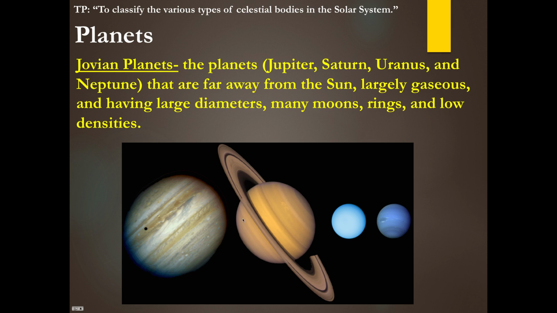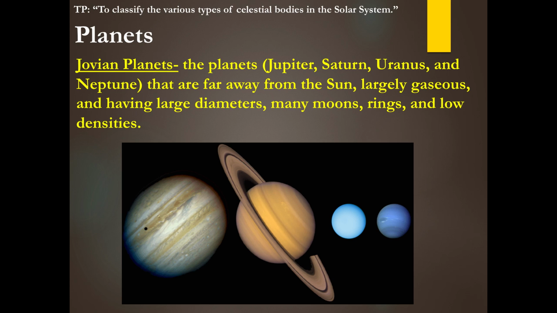Now, all these planets have rings. Jupiter has a set of rings, but they're very faint. You can't see them that well. The more pronounced ring system is on Saturn. There is a vertical ring system for Uranus, and also a very faint ring system for Neptune. So the outer planets do have rings, all four of them.